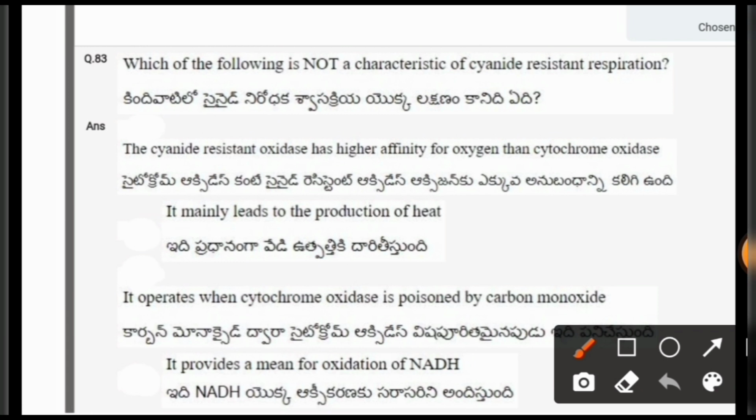Which of the following is not a characteristic of cyanide-resistant respiration? Options are, the cyanide-resistant oxidase has higher affinity for oxygen than cytochrome oxidase. Second, it mainly leads to the production of heat. Third, it operates when cytochrome oxidase is poisoned by carbon monoxide. Fourth, it provides a means for oxidation of NADH. The correct option is the first one, that is the cyanide-resistant oxidase has higher affinity for oxygen than cytochrome oxidase.